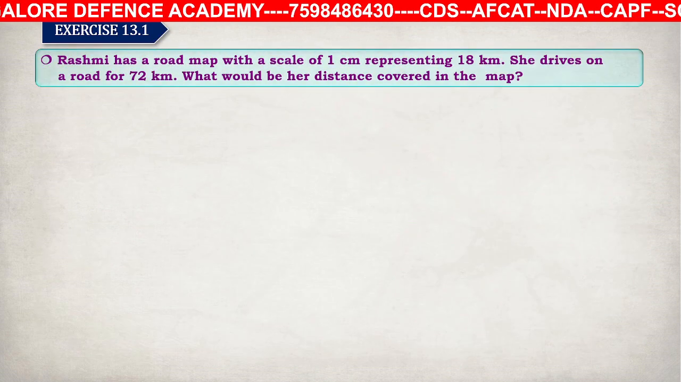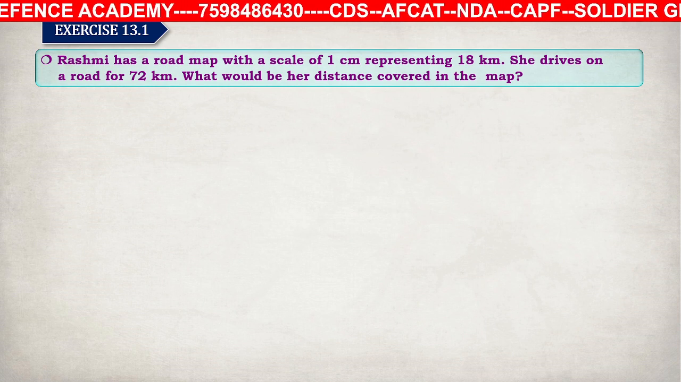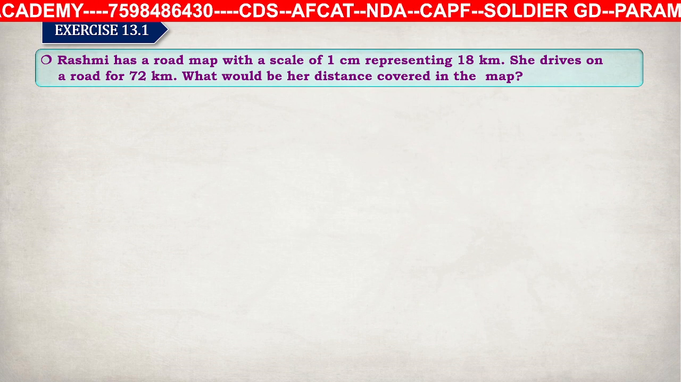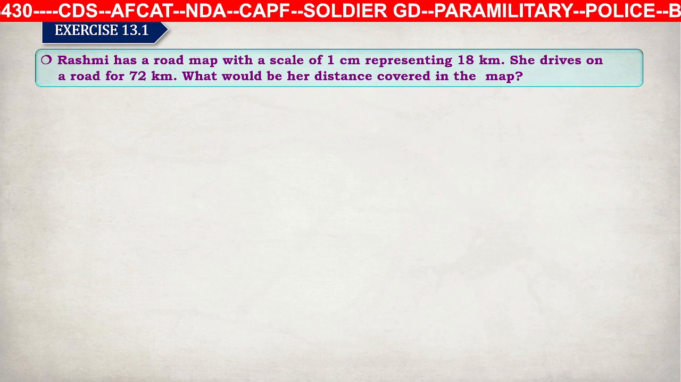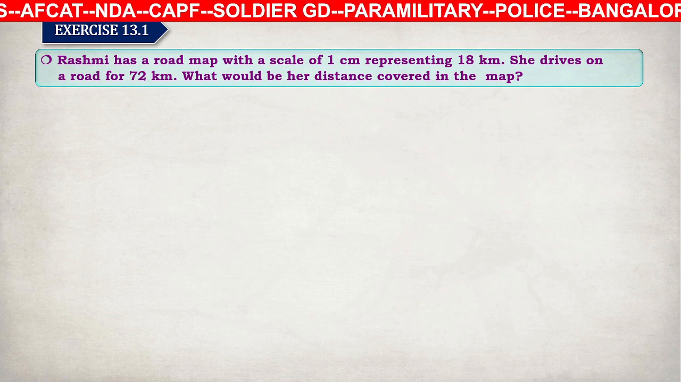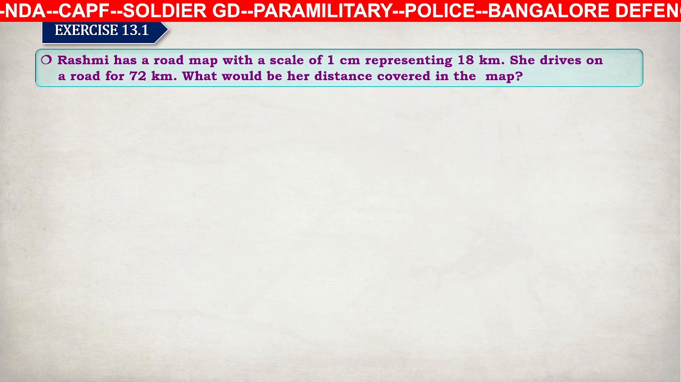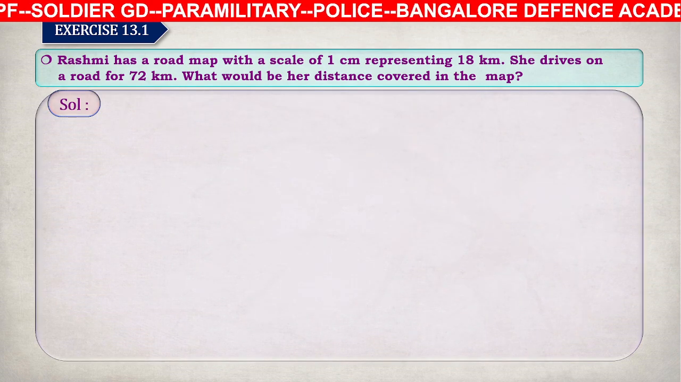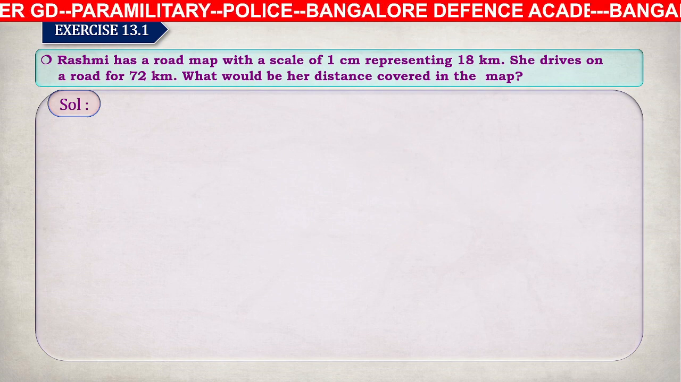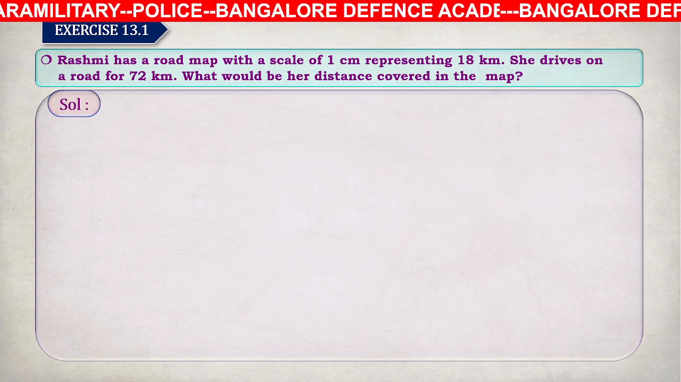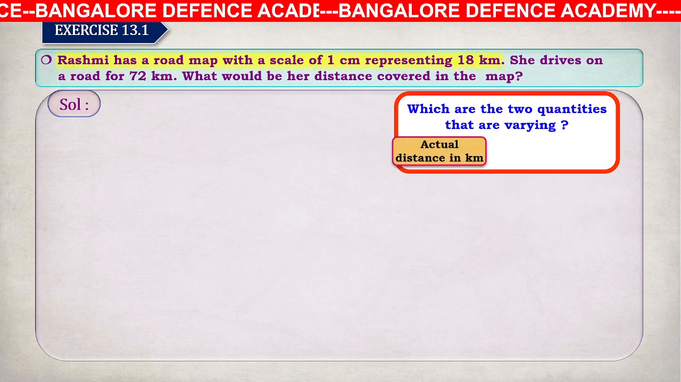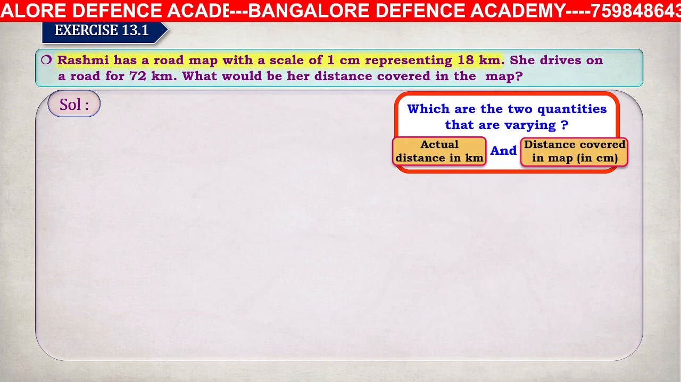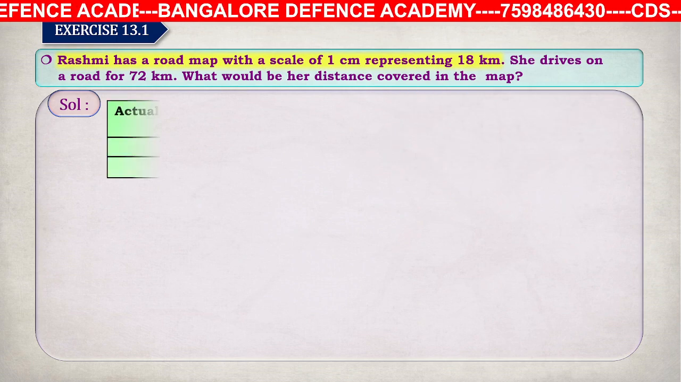Next question. Rashmi has a road map with a scale of 1 centimeter representing 18 kilometer. She drives on a road for 72 kilometer. What would be her distance covered in the map? So here on the map there is a scale, and 1 centimeter represents 18 kilometer. She drives on the road for 72 kilometer. Very interesting question. The actual distance in kilometer is compared to the distance covered in the map. So this is what is happening.